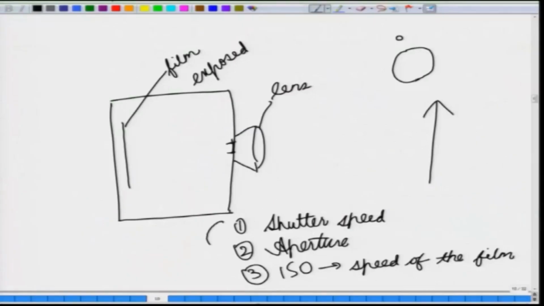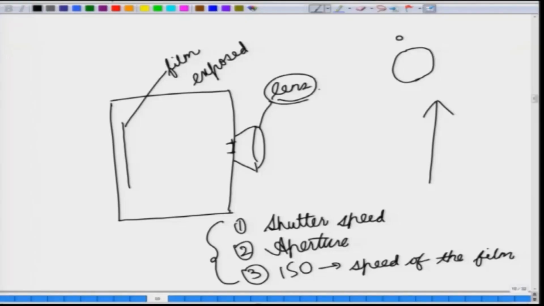So, in that case, even though you are exposing your film for a very long time with a slow shutter speed, or probably with a larger aperture, even then you are not able to make that good an impact on the film. So, the picture will depend on these 3 things: the shutter speed, the aperture, and the ISO. But then you also have a fourth thing here, which is the lens.